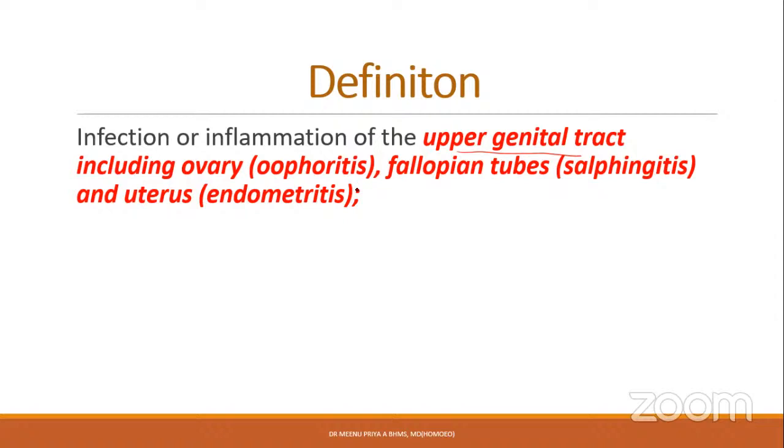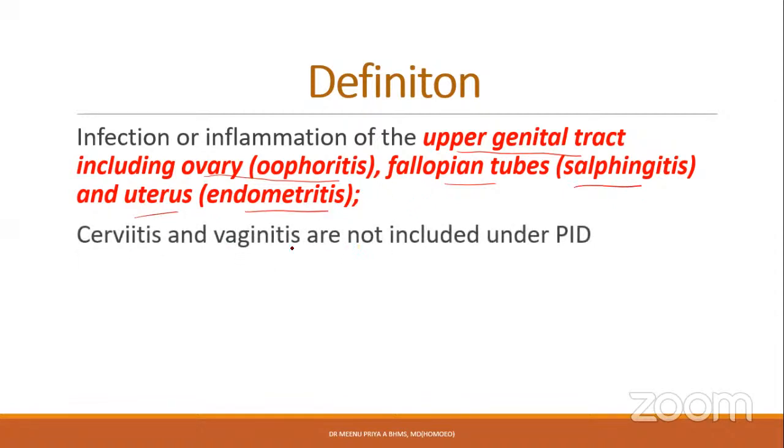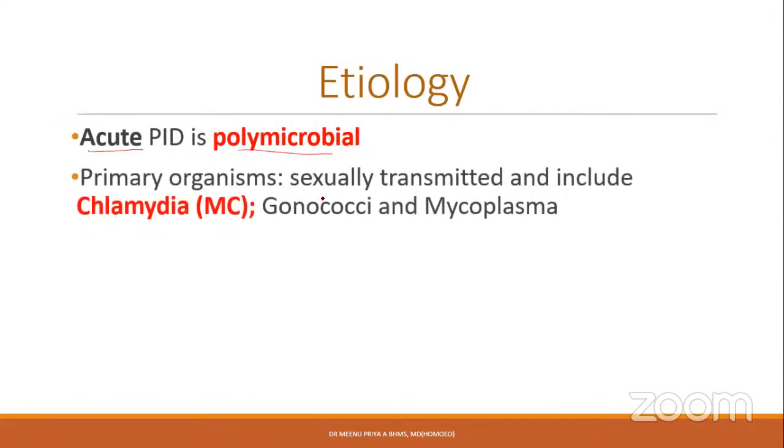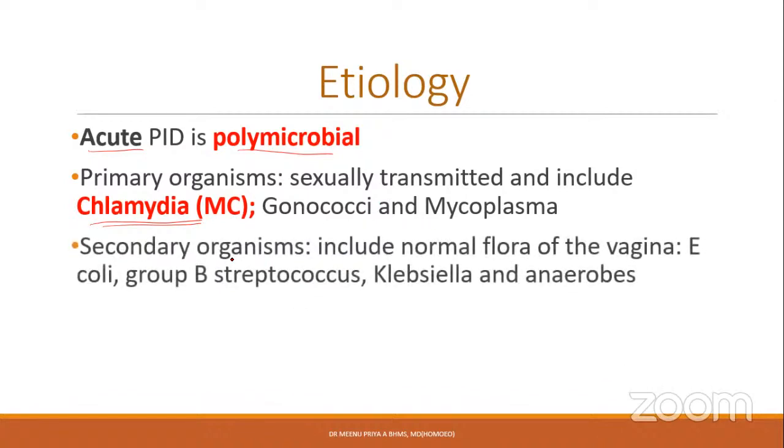It can be a question framed like statement 1 is right, statement 2 is right, like that. Questions can be framed from this. So upper genital tract, including ovary, that is oophoritis, fallopian tube, salpingitis, uterus, endometritis. So these are the 3 inflammations that occur in PID, whereas cervicitis and vaginitis are not included under PID. So etiology, it is polymicrobial. Acute is always polymicrobial. And among primary organisms, the most common is chlamydia. So we saw earlier, the most common cause of PID is chlamydia, and then gonococci and mycoplasma. Secondary organisms, so these are the primary, and then secondary infection occurs with organisms that include normal flora of the vagina, that is E.